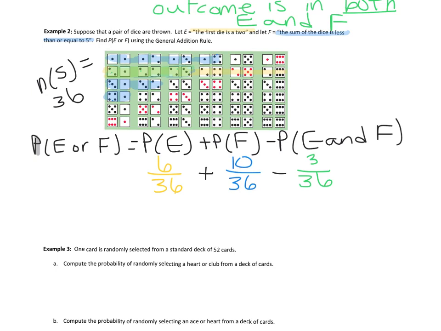Okay, so there's our solution. All our denominators are the same. 6 plus 10 is 16, minus 3 is 13. So your solution is 13 out of 36. Also note, we could have just done this by counting. We see that we have 1, 2, 3, 4, 5, 6, 7, 8, 9, 10, 11, 12, 13 outcomes in event E or F.